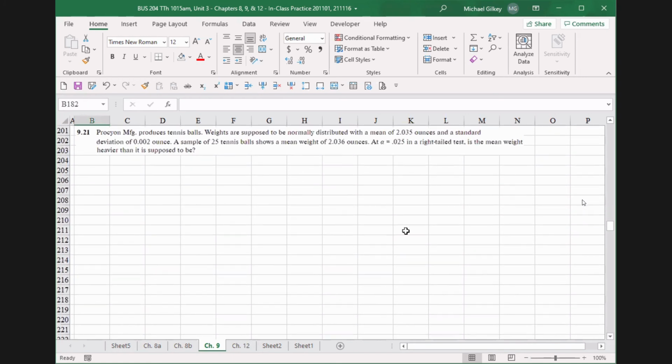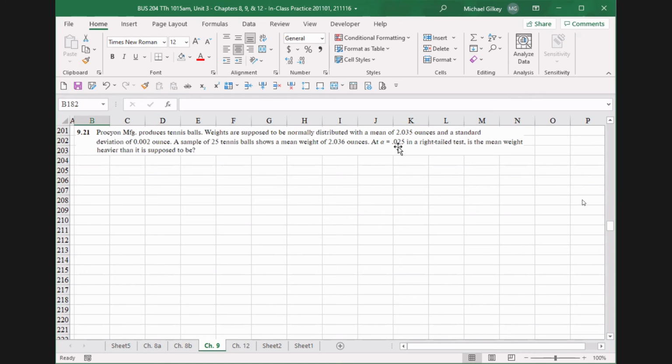So it's going to be a little closer to this. Not quite, but a little closer to this. Where we've got a company that makes tennis balls. The tennis ball weights are supposed to be normally distributed with a mean of 2.35 ounces and a standard deviation of 0.002 ounces. Very precise weight requirements. A sample of 25 tennis balls shows a mean weight of 2.036 ounces at an alpha of 0.025.